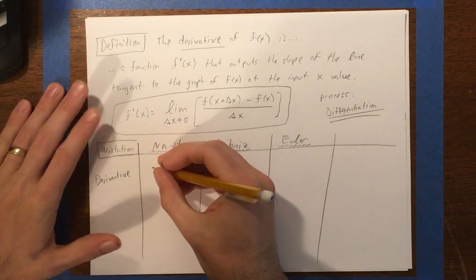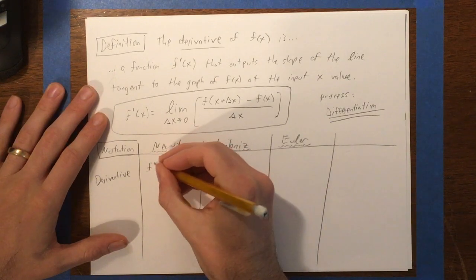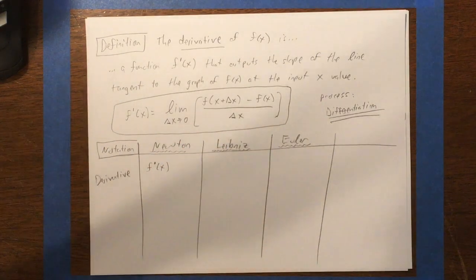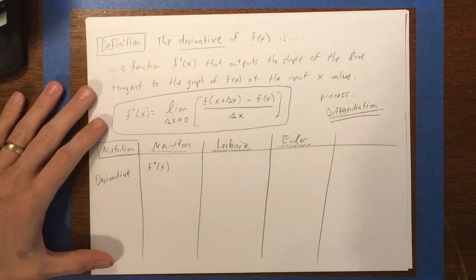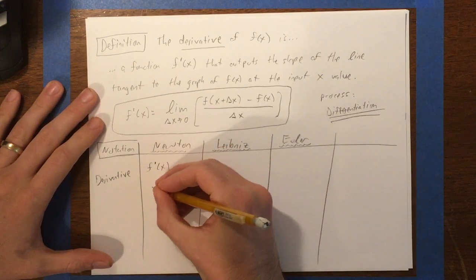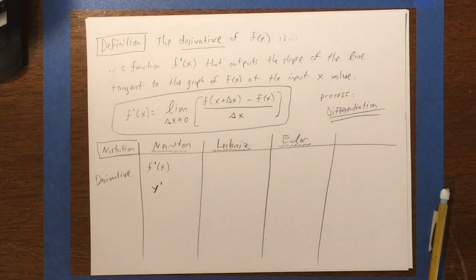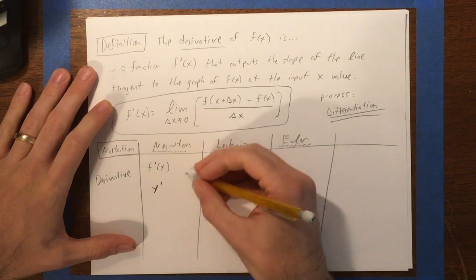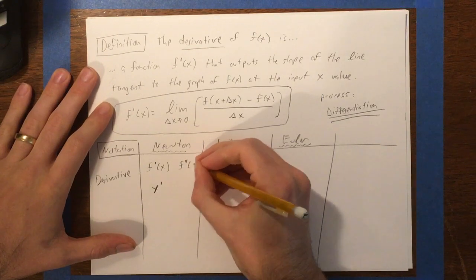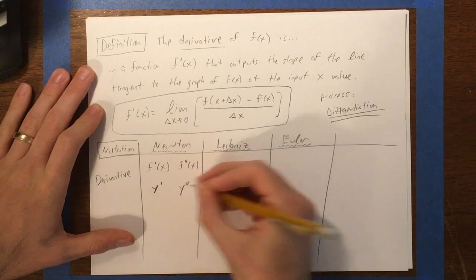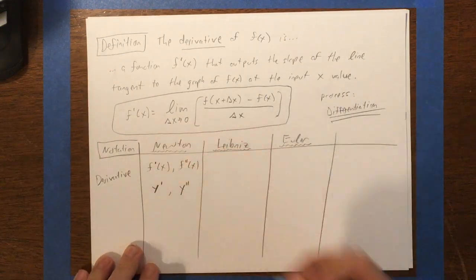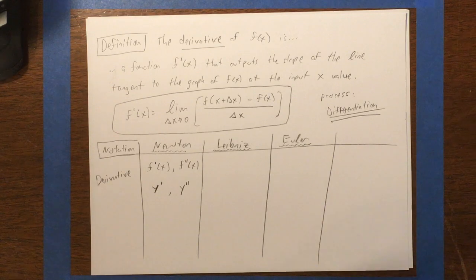The notation derived from Newton's work is this f prime notation. This would be the notation for meaning the derivative of function f. We also sometimes use y prime, since f of x and y are often interchangeable with one another. Later, for higher derivatives, we'll be using double primes. Later you'll see f prime prime, which is the derivative of the derivative, and y double prime like this. Those are some examples of types of Newton notation.